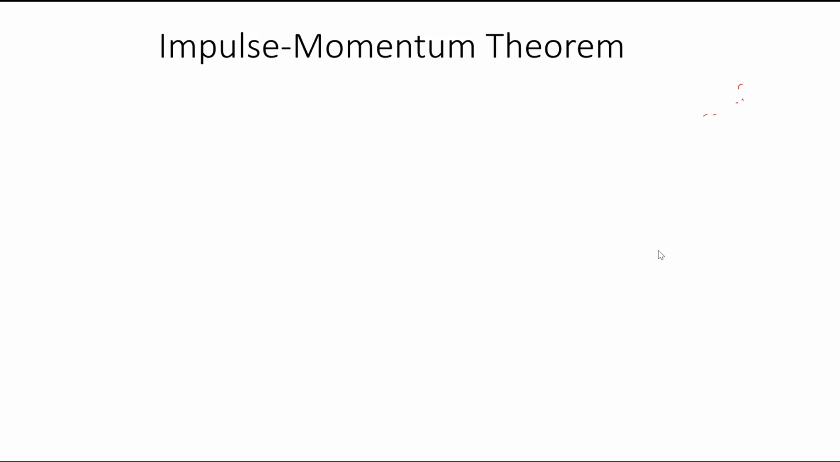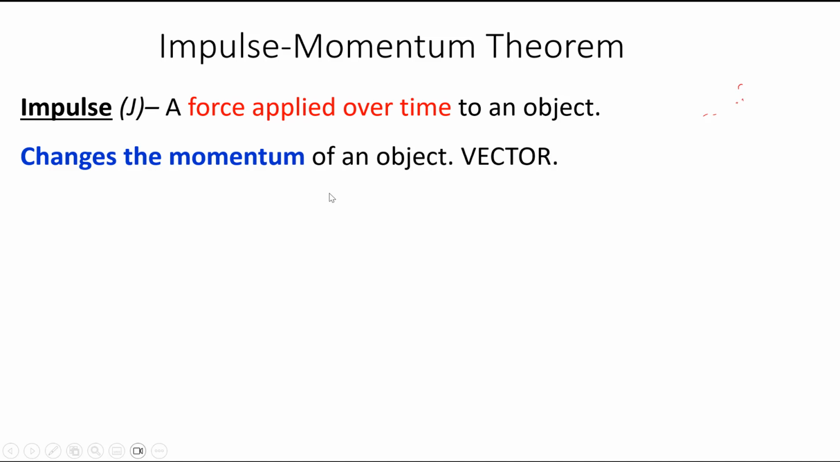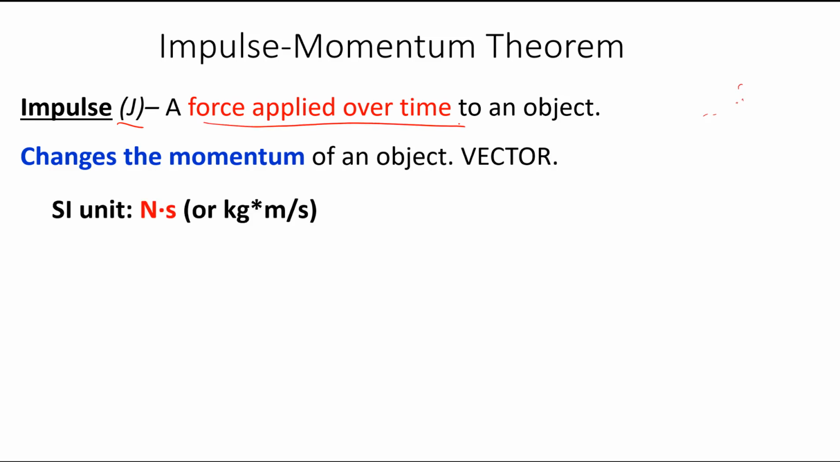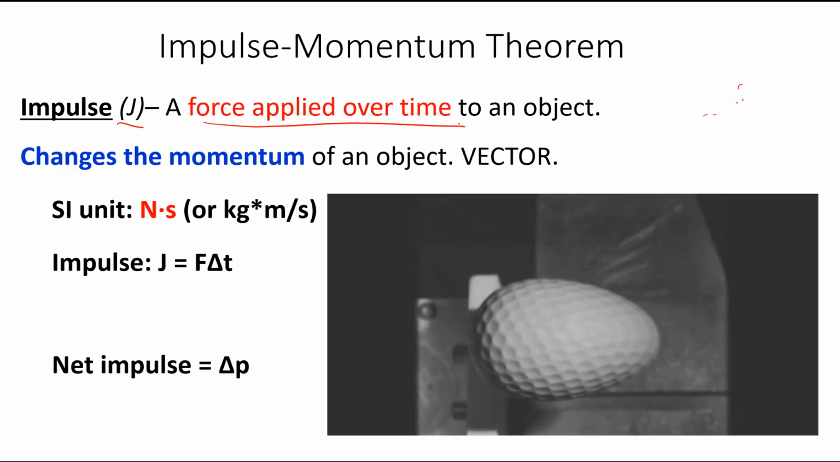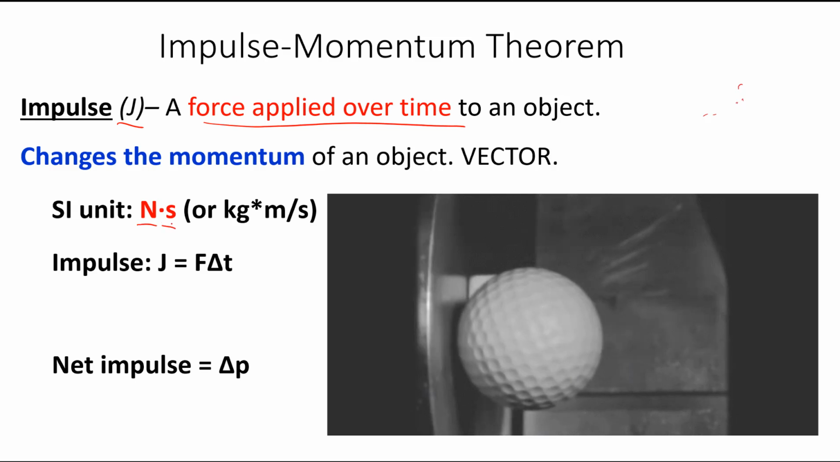Next up, we have impulse. The symbol for impulse is J, and impulse is what you get when you apply a force to an object over time, and it's just equal to the force applied times time. It's a vector. It points in the direction that the force points, and the units are then newtons times seconds.